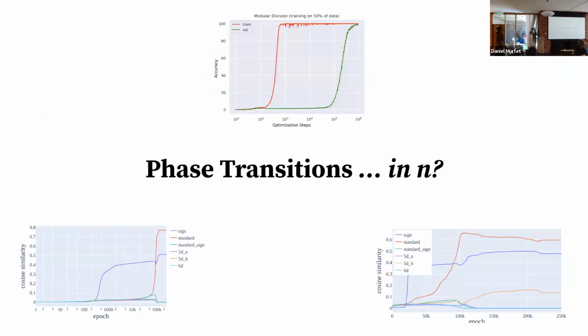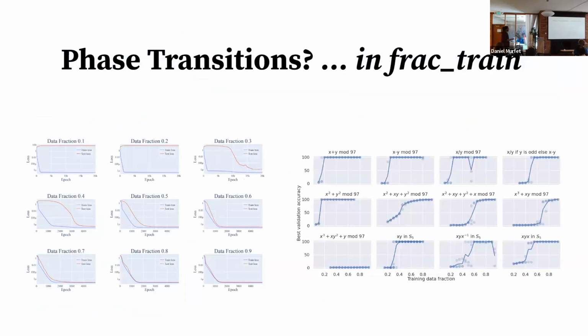In N is one of them. You can also vary the fraction of the data. In these algorithmic tasks, you understand the entire distribution of training data, and we vary this frac train thing, which is the amount of all the data that you train on. And these are some plots from Power et al. and from Neil's paper, where you vary this, and you see that you go from not generalizing to generalizing.